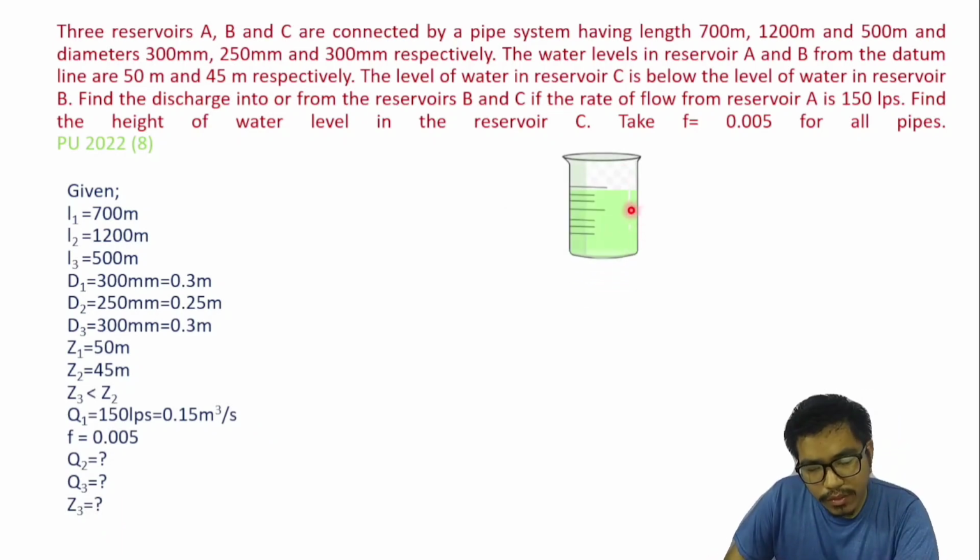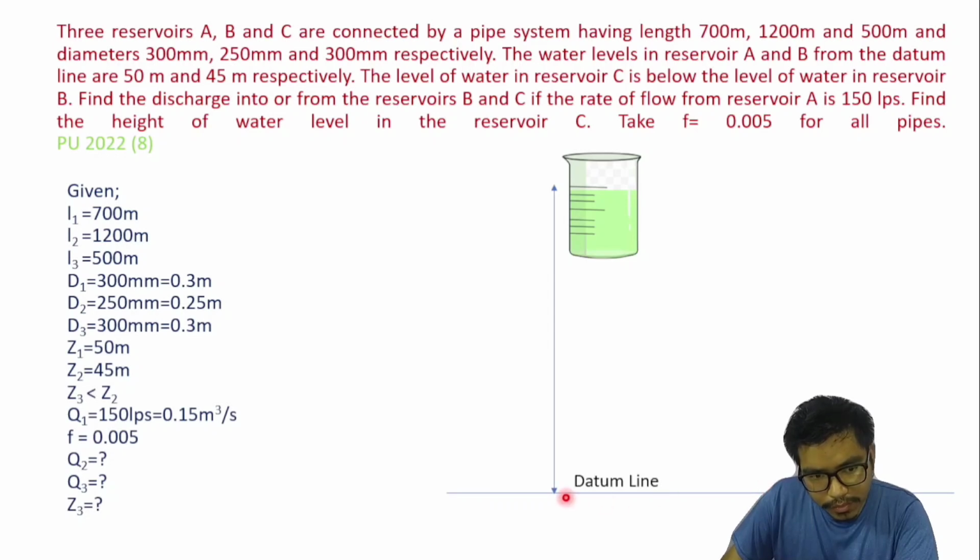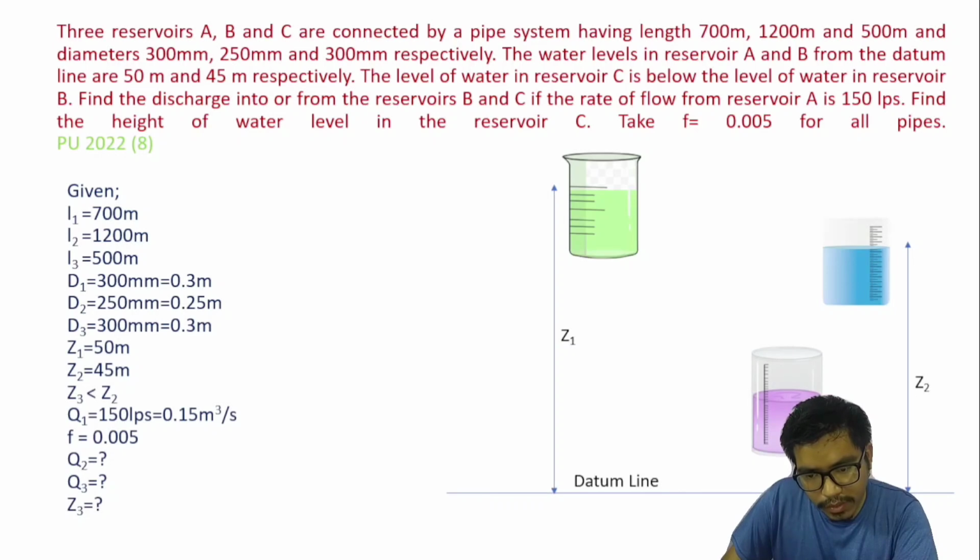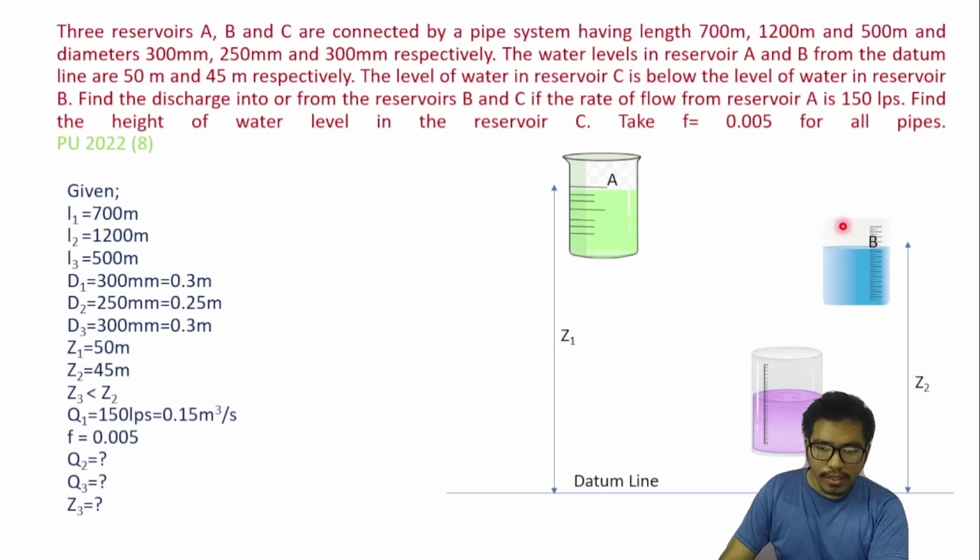So this one is the top reservoir and this is the datum line, and from the datum line to the surface, this height is called Z1, and this is the second reservoir with Z2, and this is the third reservoir with elevation Z3. This is reservoir A as given in the question. This is reservoir B and this is reservoir C.